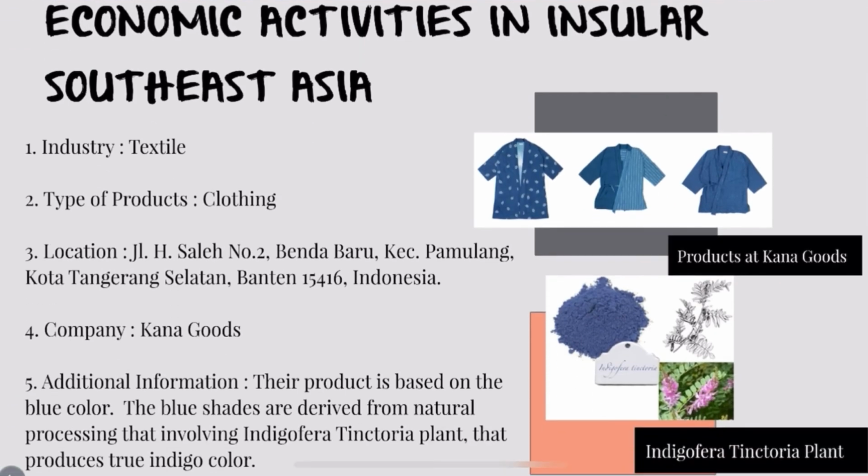For additional information, Kana Goods products are based on the blue color. As you have seen in the video just now, the batik is produced all in blue color. The blue shades are derived from a natural process involving the Indigofera tinctoria plant that produces true indigo color. It seems interesting, right? Okay, so let's know more about the Indigofera tinctoria plant.